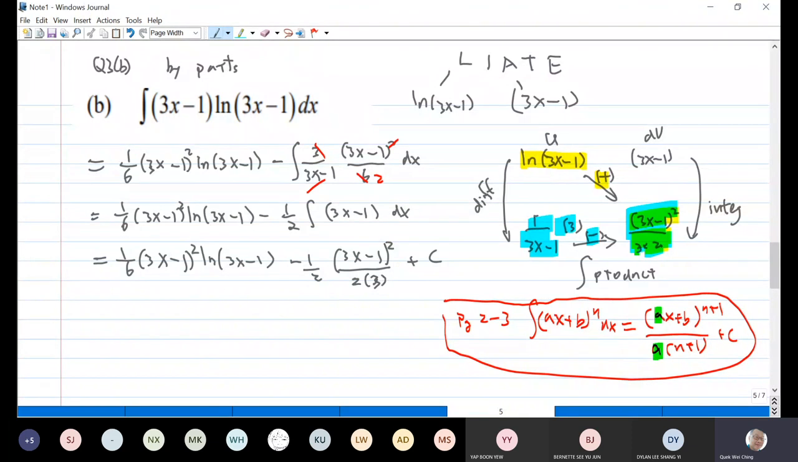Okay, let's see. Remember this, it's the same answer we had before. So this will give you 1 over 6, 3x minus 1 squared ln of 3x minus 1, minus, 2 times 3 is 6, times 2 is 12. Now this is minus 12, 3x minus 1 squared, plus c. So this is how we do question 3b.